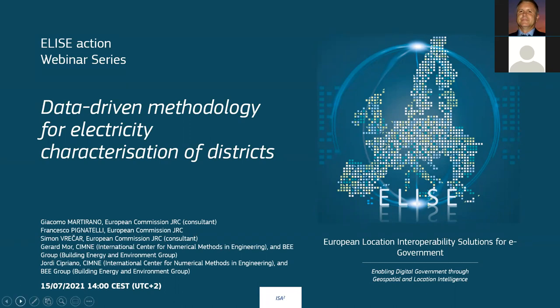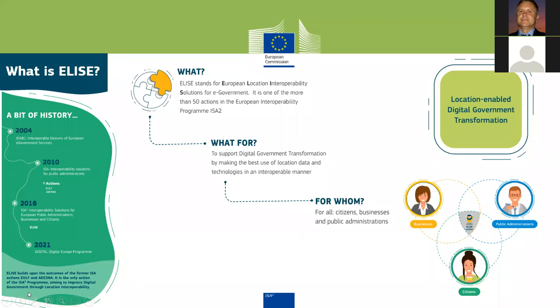Before going to the topic of the webinar, maybe to share with you a few details about the ELISE. As you can see on the next slide, ELISE stands for the European Location Interoperability Solution for e-Government. It's an action, part of the ISA Square program, which is a European interoperability program aiming at providing cross-border and cross-sector interoperability solutions for public administrations, businesses, and citizens.